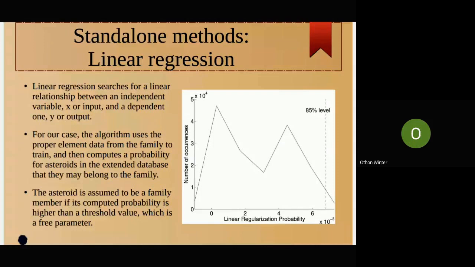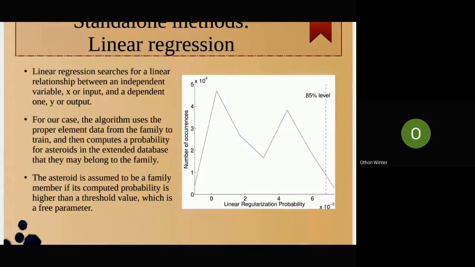The asteroid is assumed to be a family member if the computed probability is higher than a threshold value, which is a free parameter. So here, for instance, you have the probability distribution for all asteroids in a new standard dataset to belong to a family which is called Watsonia. The vertical dashed line is the 85% level. So in this case, an asteroid is assumed to be a member of the Watsonia family if the outcome of the linear regression algorithm is with a probability higher than 85%.